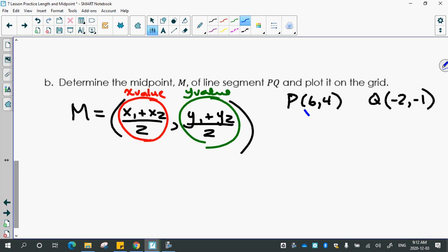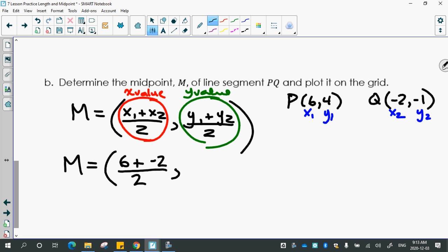So here's my first point P, it's x1 and y1. And there's my second point Q, it's x2 and y2. Okay? So now I just use this formula for midpoint, average x, average y, and substitute the numbers. So x1 is 6 plus, from the formula, x2 is -2. 6 plus -2 over 2, comma, because it's an ordered pair.